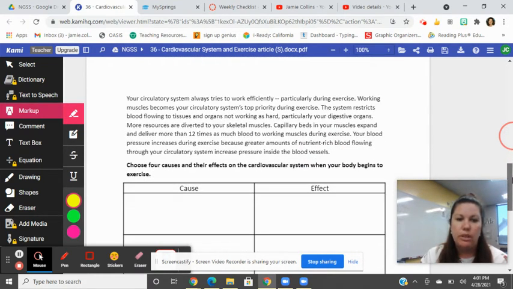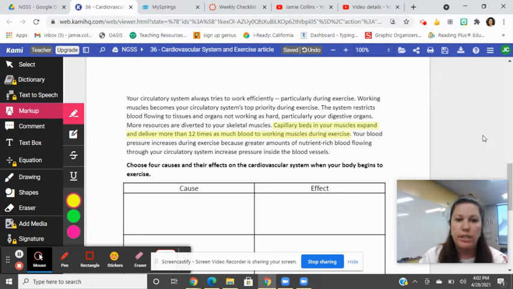Nutrient routing. Your circulatory system always tries to work efficiently, particularly during exercise. Working muscles becomes your circulatory system's top priority during exercise. The system restricts blood flowing to tissues and organs not working as hard, particularly your digestive organs. More resources are diverted to your skeletal muscles. Capillary beds in your muscles expand and deliver more than 12 times as much blood to working muscles during exercise. Wow, so I'm going to highlight that. That's interesting. Capillary beds in your muscles expand and deliver more blood.